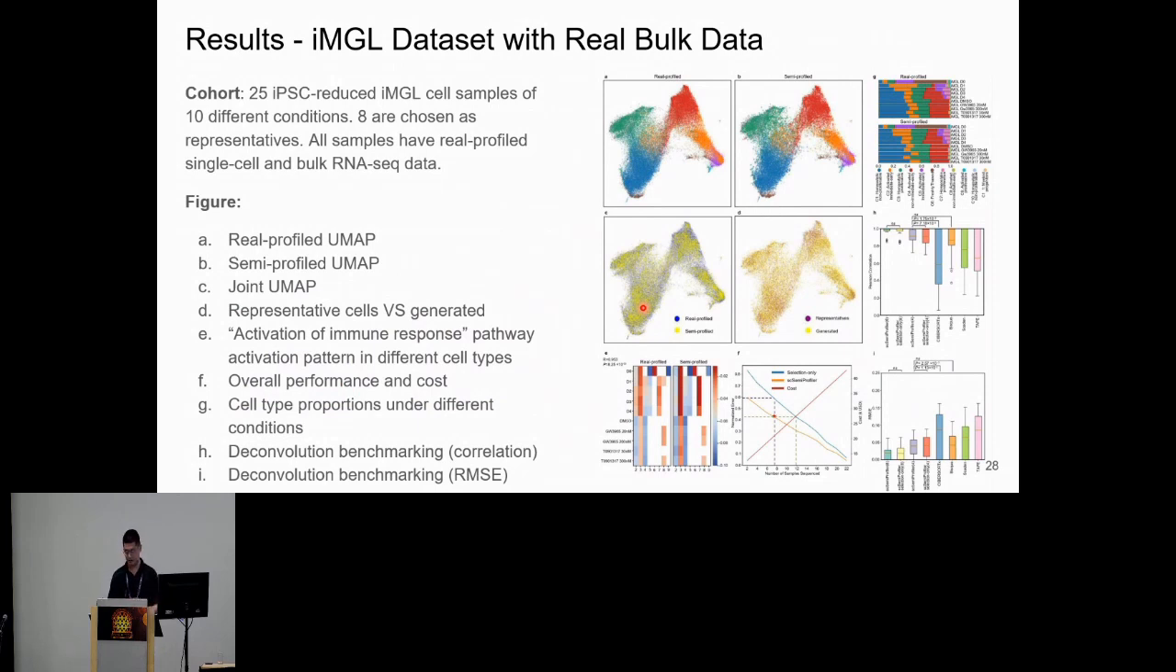So we find data sets with both single cell and bulk data for all the samples. And we do the same analysis and show the semi-profile cohort is still very similar to the real profile cohort. And this is also true for all the downstream analysis.